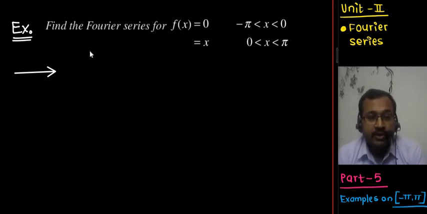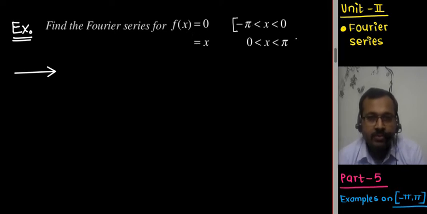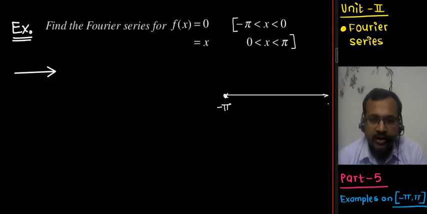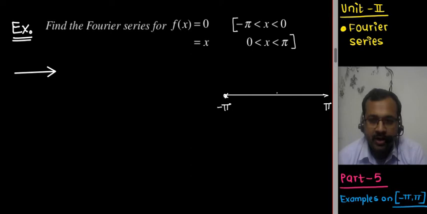We were solving examples on Fourier series depending upon the different range of the function, the range in which f of x is defined. For example, here in this problem, f of x is defined from minus pi to plus pi. If you try to draw a diagram for the given range, this is your lower limit minus pi, this is your upper limit pi, and somewhere here is 0.